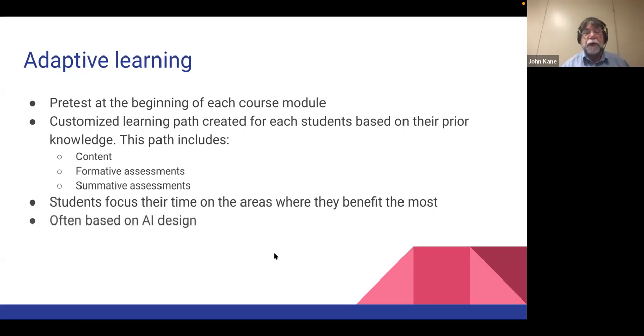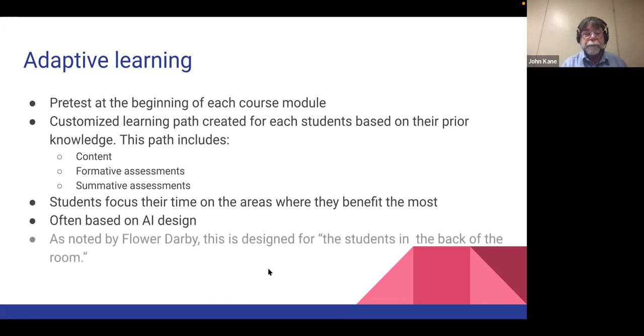And many of these adaptive learning packages are based on some sort of an artificial intelligence engine. And basically, they become better at this as they acquire more data from the learning processes of students who are using them. And one of the things that Flower Darby has noted, in a talk that she gave to SUNY a couple of years back, is that these adaptive learning packages are designed for the students in the back of the room, the students who are not as fully engaged because they don't quite get the material as well as the students who are very strongly, actively participating in classes.